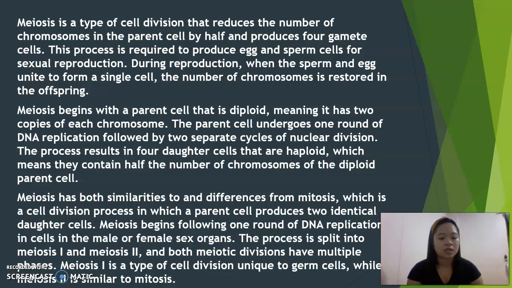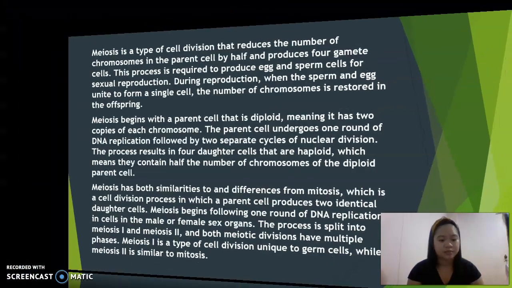Meiosis begins following one round of DNA replication in cells in the male or female sex organ. The process is split into meiosis I and meiosis II, and both meiotic divisions have multiple phases. Meiosis I is a type of cell division unique to germ cells, while meiosis II is similar to mitosis.